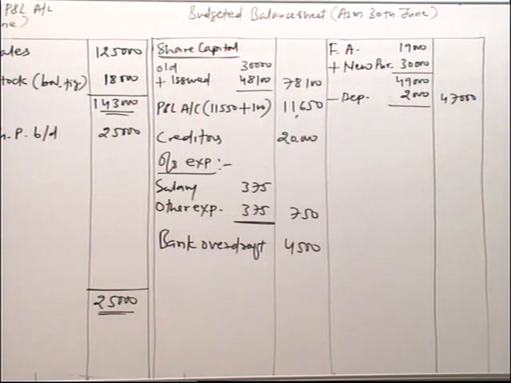Then comes stock. It is given, and you can see from the trading account also, stock or closing stock is 18,000.